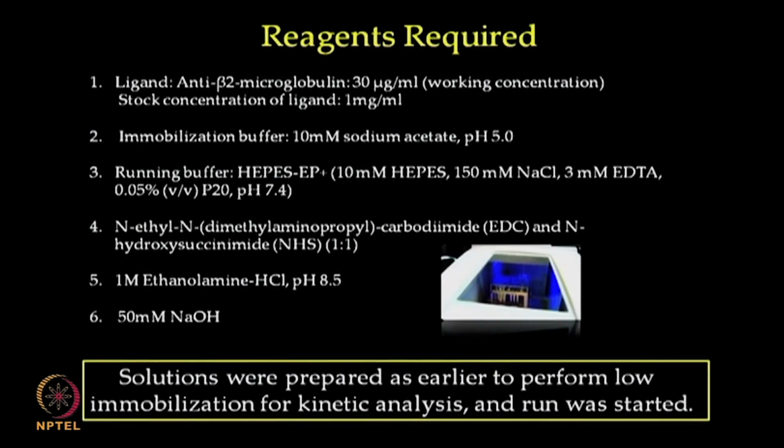We prepared the above mentioned solutions, transferred them to appropriate sample vials, placed them in the suitable rack and started the immobilization run as we did in lecture 33. To save time, we shall now proceed directly to analyze the data obtained from immobilization of beta-2 microglobulin antibody.